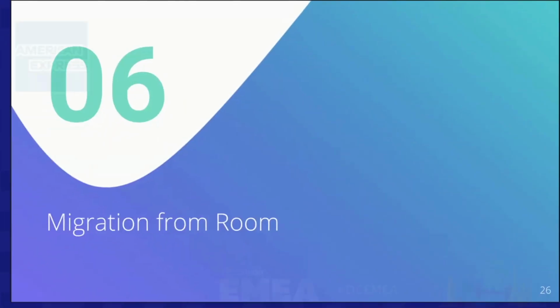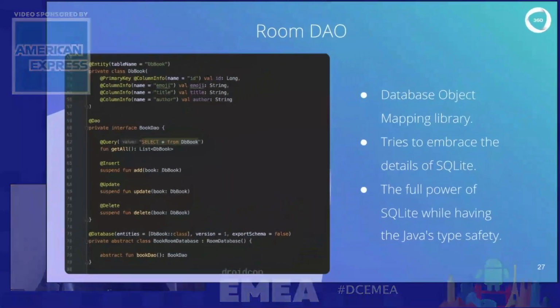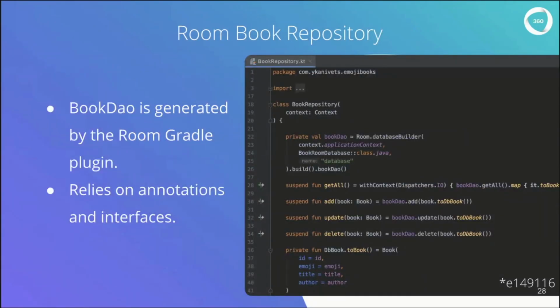The second example is Room, which is an Android database object mapping library developed by Google to embrace the details of SQLite while introducing type safety and reducing boilerplate. Here you can see the book repository interfaces. So it works pretty much the same as SQLDelight. Migration shouldn't be difficult in this case, I guess.